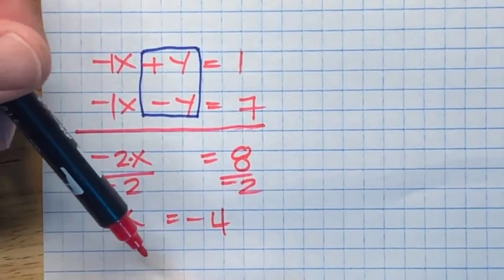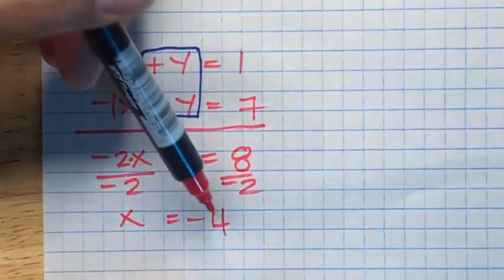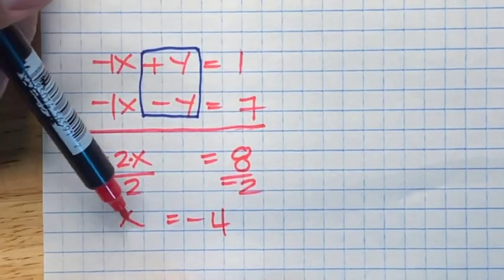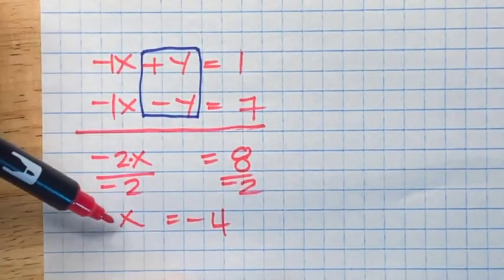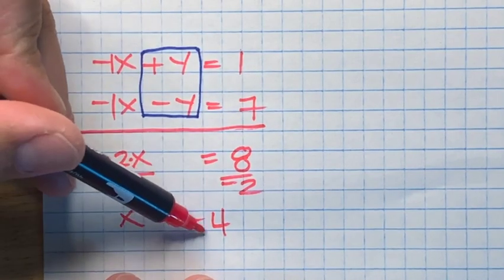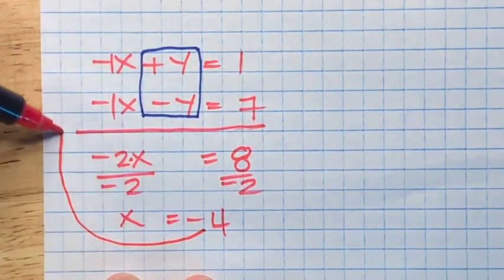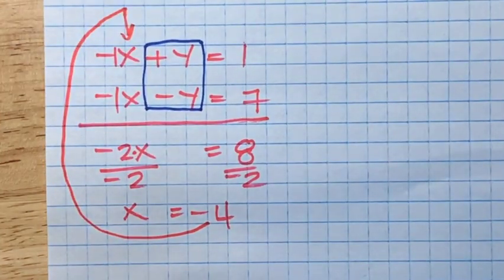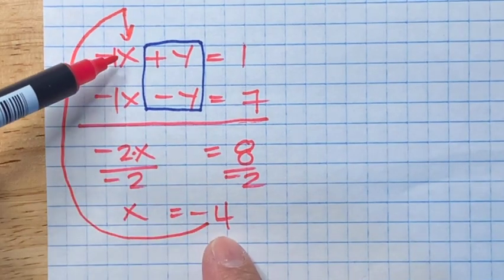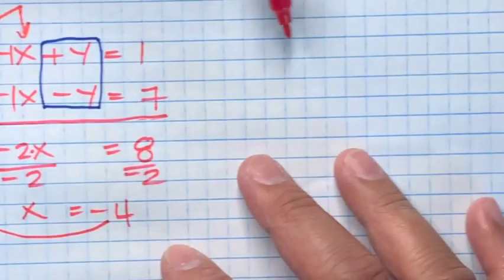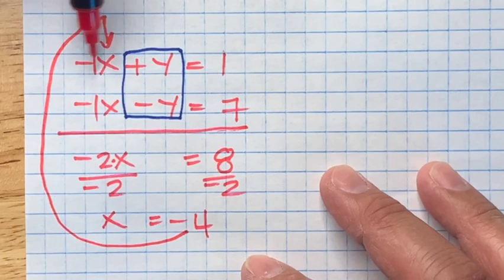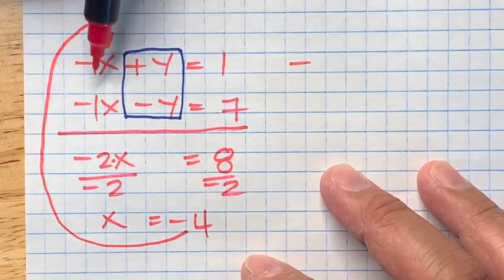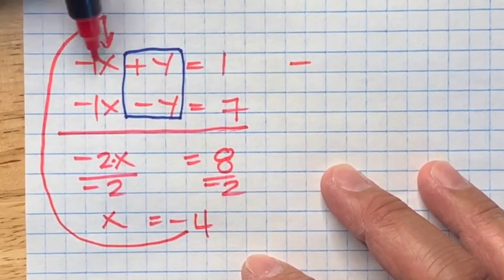I messed up earlier, which I edited out. I plugged this negative 4 into the y, but this is the x. So I'm going to take this negative 4 and substitute it into my x right here. Pay attention, this is kind of tricky because we have a negative and we're substituting into a negative. So I'm going to leave that negative there because that was part of the equation.